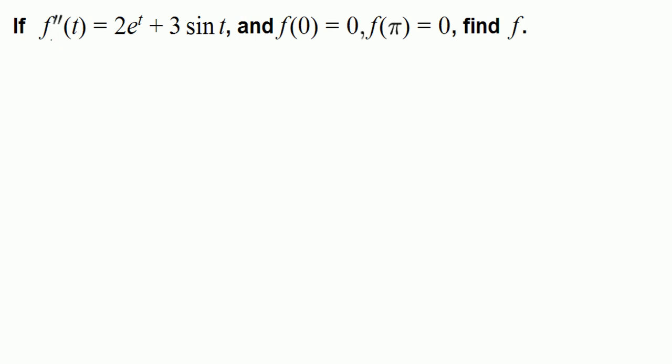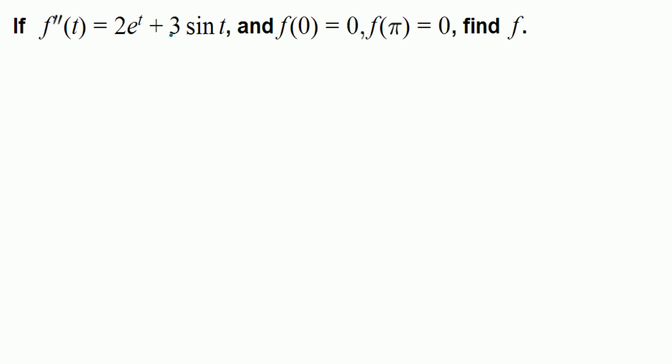In this question, f double prime, the second derivative of f, is given as 2e^t plus 3 sin t, with two initial conditions: f(0) equals 0, so when t equals 0 the function is 0, and f(pi) equals 0. We have to find the function f. Okay, so this is the second derivative.